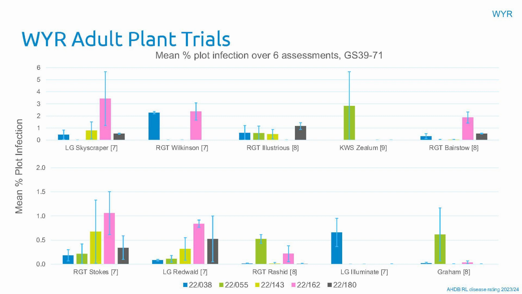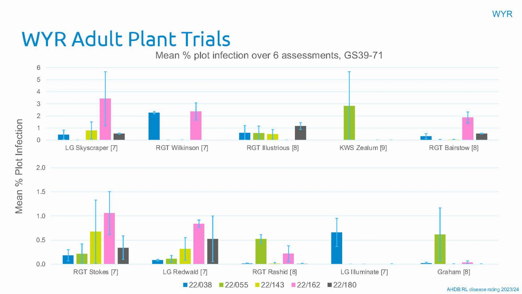RGT Illustrious, rated 8 last year. That one was actually resistant to the pink isolate. We have Cadenza there, so that's our most susceptible variety rated 9. And you can see it's got this green bar for the isolate 22055. And it was interesting to note, it remained really clean all season. And it wasn't until the last couple of assessments that it was just showing infection with one plot of that 22055 trial.